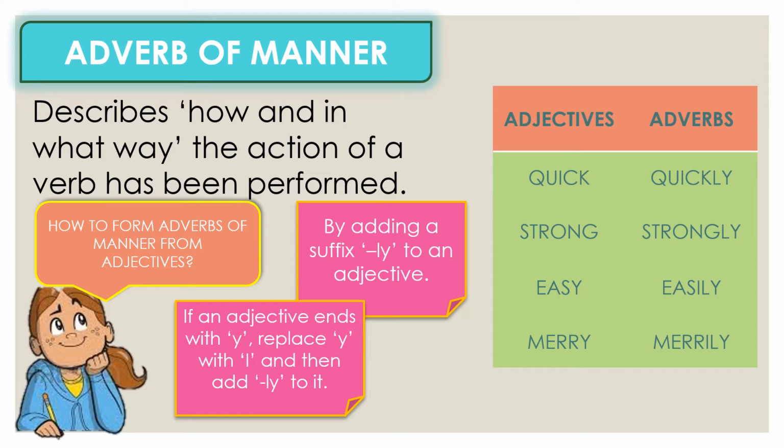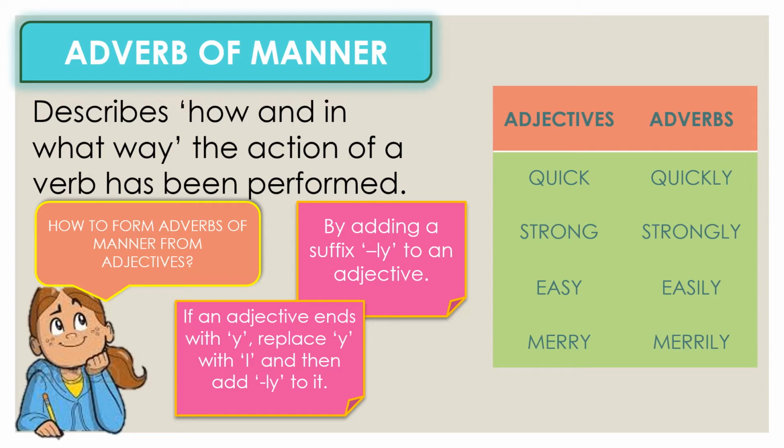And the first one with which we are starting is adverb of manner. It describes how and in what way the action of a verb has been performed. And now we are going to learn how we can form them from adjectives. The first rule to make adverb of manner from adjectives is that we can add a suffix ly to the adjective.